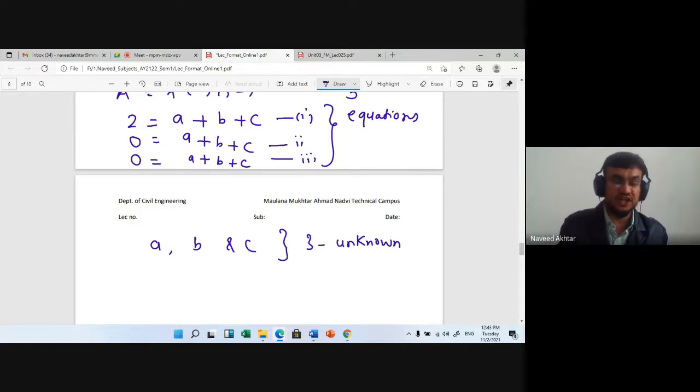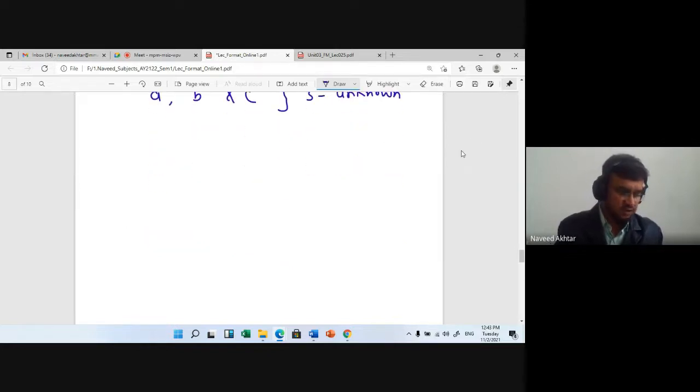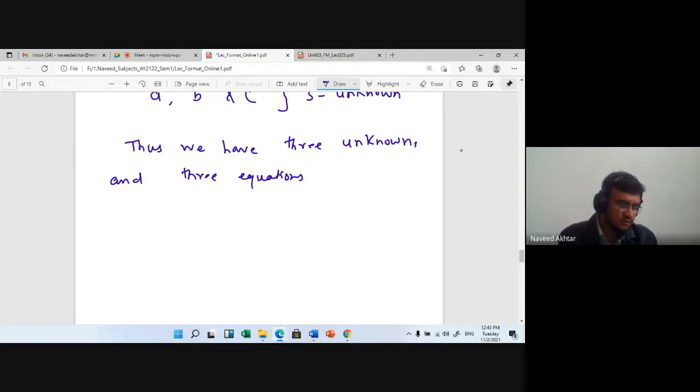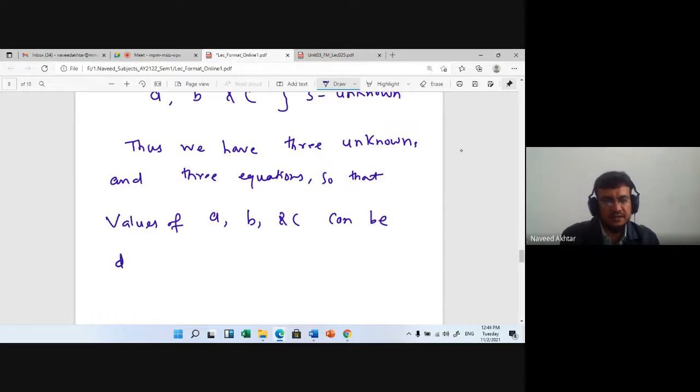So if there are 3 equations and 3 unknowns, we can easily find out the values of A, B, and C. Thus, in Rayleigh's method, we have 3 unknowns and 3 equations, so the values of A, B, and C can be determined because there are 3 unknowns and 3 equations.